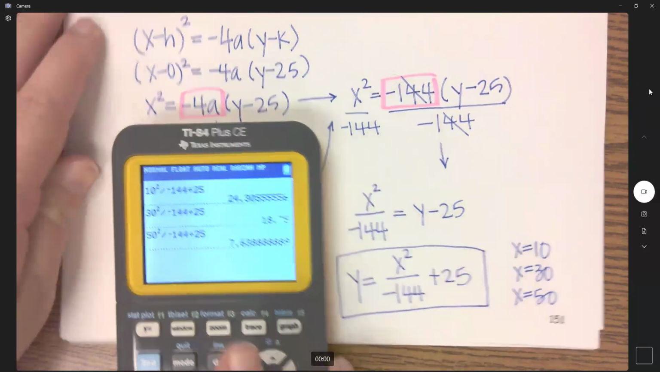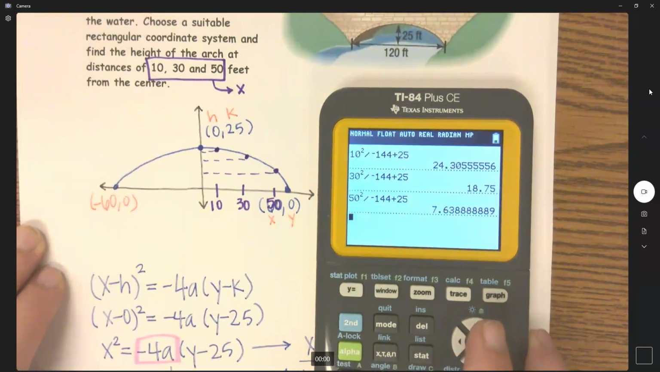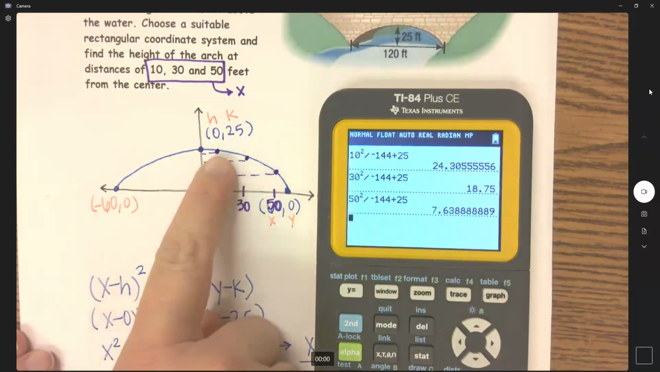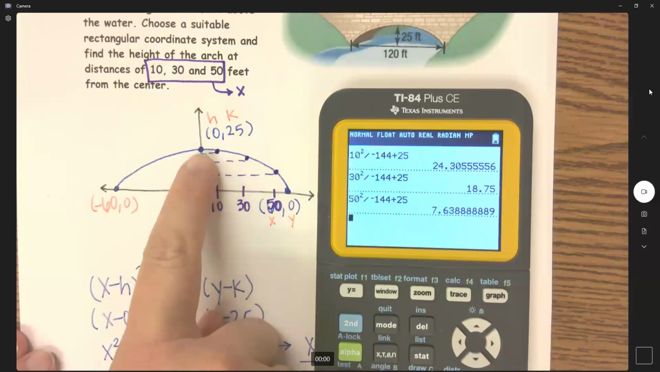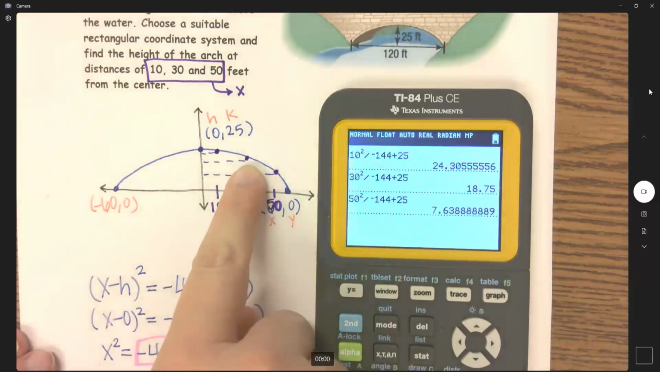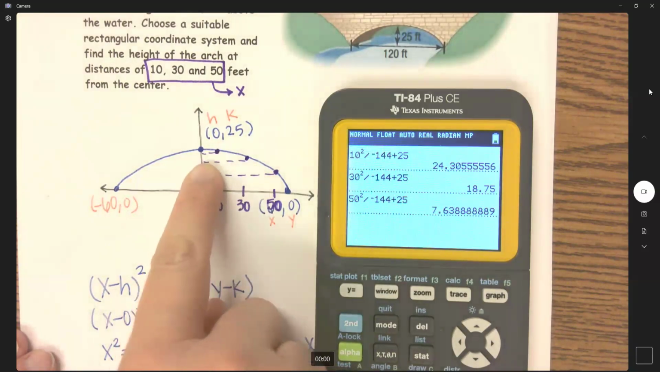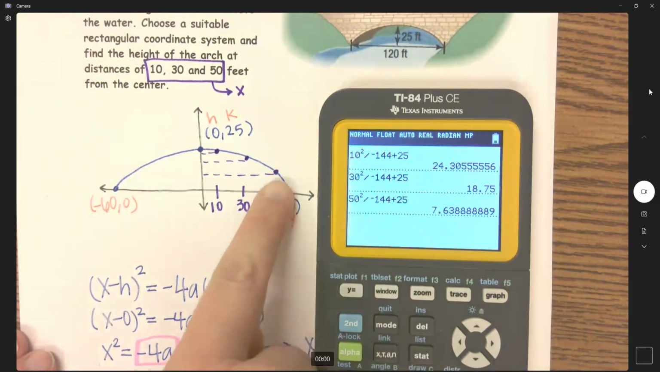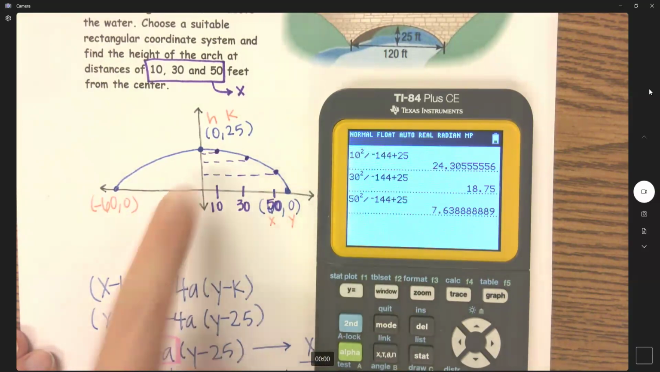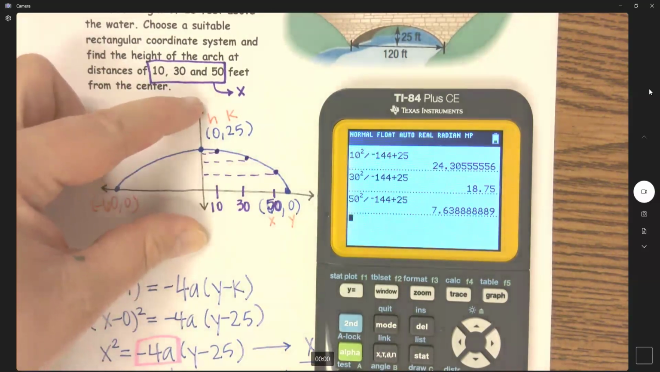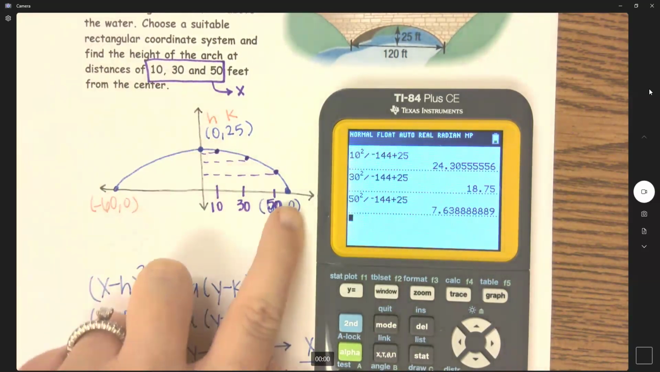Let's kind of look at our diagram here. That kind of makes sense. At 10 feet, am I 24.3? Very possibly. That is super, super close to that top. At 30, we're at 18.75, which we're still pretty far up there. And then at 50, we're at 7.63. So it makes sense that those numbers are decreasing along that y as we are going further and further out.